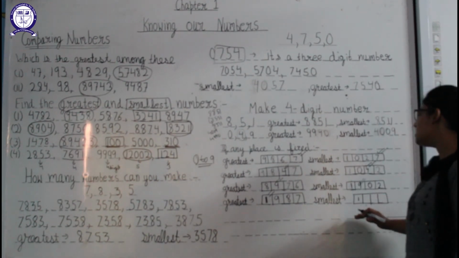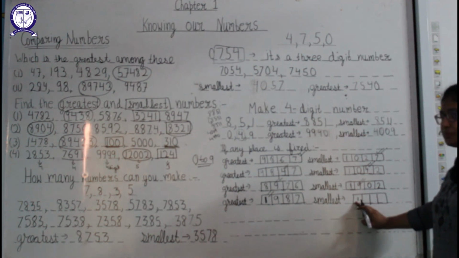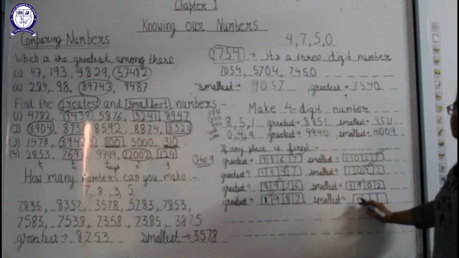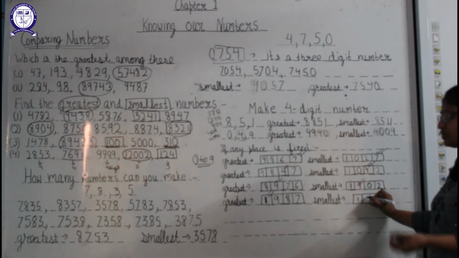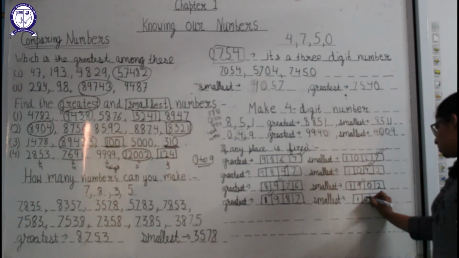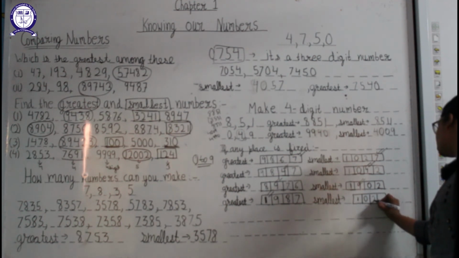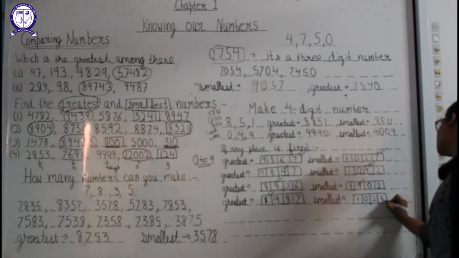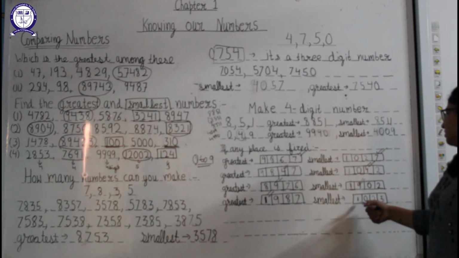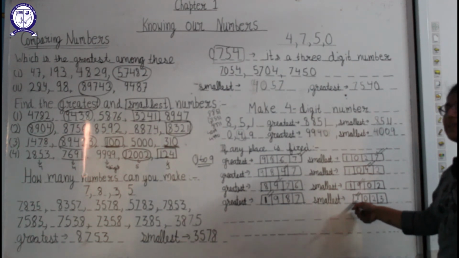Now we have to make the smallest number if 1 is placed at the thousands place. So 1 is here. So we will start using 0, 1, then 2, 3, 4. We will place 0 here as 1 has been used earlier. So we will place here 2, then 3. So it will be the smallest number if 1 is fixed at the thousands place.